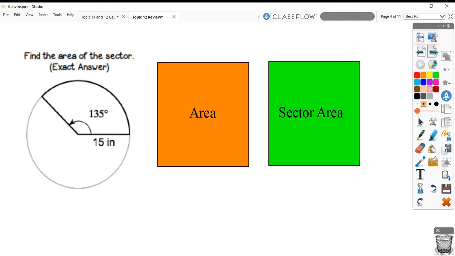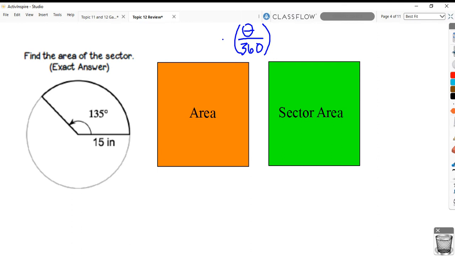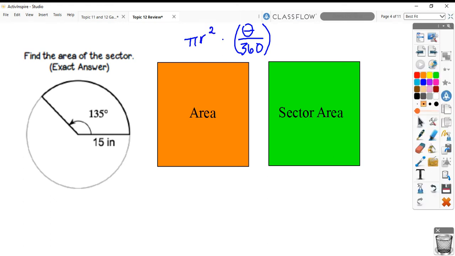Moving on now, this one is asking about the area of a sector, which actually ends up being a really similar formula. We're still going to have our old theta over 360, except this time instead of multiplying times circumference, we're going to be multiplying times area. Area is pi times the radius squared. So that's the first part of it.